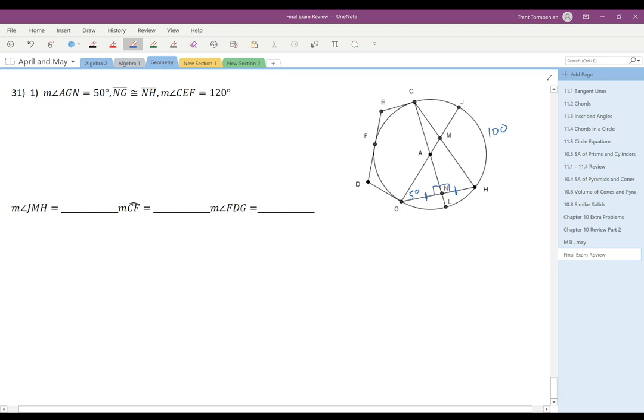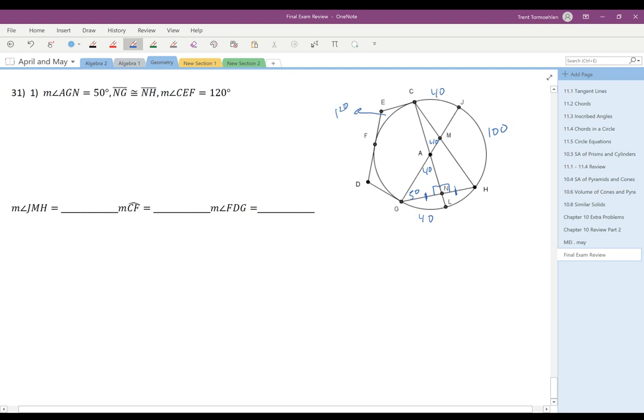That was probably the hardest part to remember on this problem, which means also that we know that that's 40, and this is 40, and these arcs are 40. And then we know that CEF is going to be 120, and so this angle is 120.